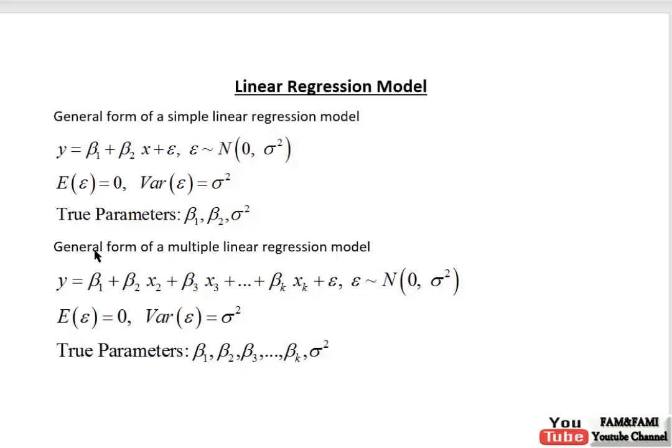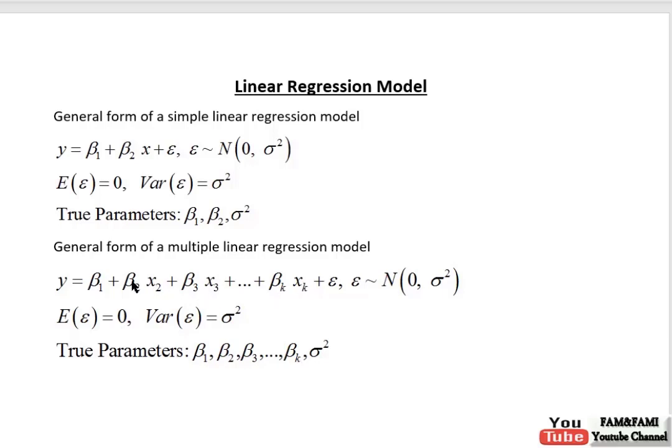Now coming to the general form of a multiple linear regression model. In case of multiple linear regression model, we have more than one independent variables. So again we have the y as dependent variable, beta 1 plus beta 2 x2. Since we have more than one independent variable, I started adding the subscript. So x2, beta 3 x3 and so on, beta k xk.